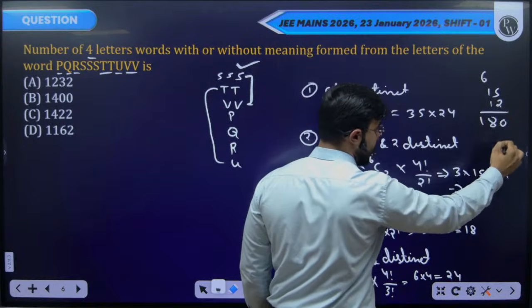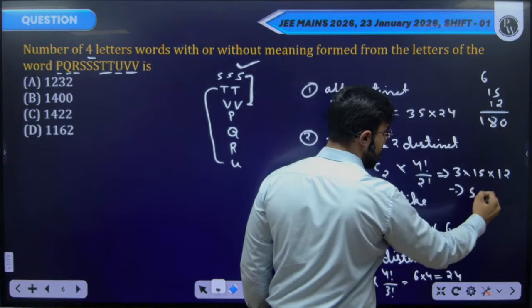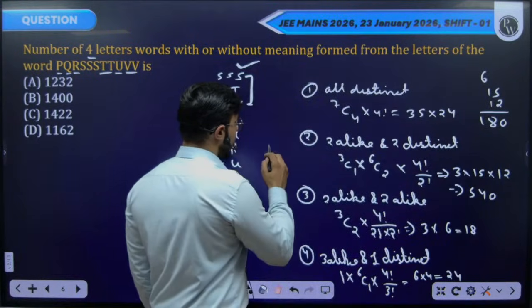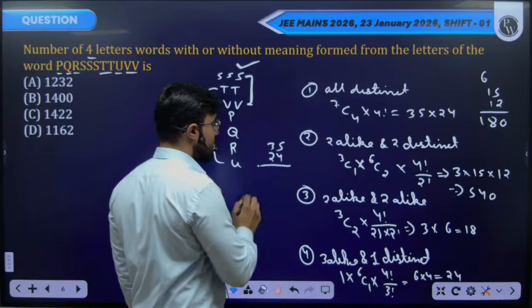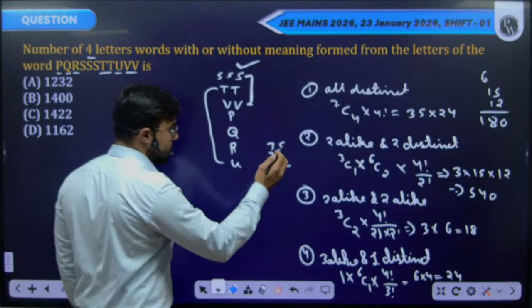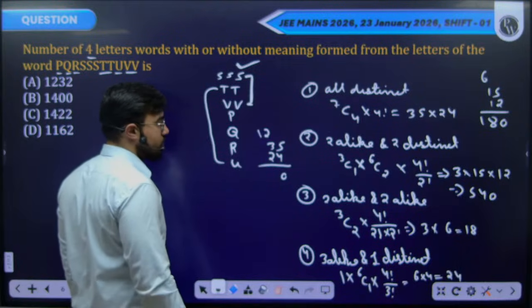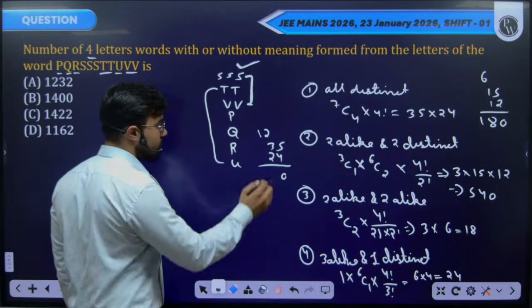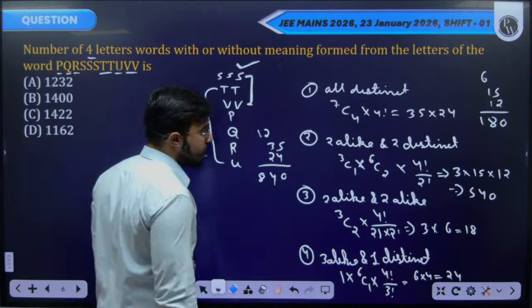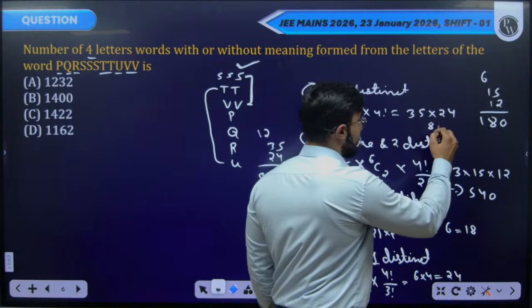So 15 into 12 is 180. 180 into 3 is 540. This one is 35 into 24, you can just multiply it. So 35 into 24 is 840. So this is 840.